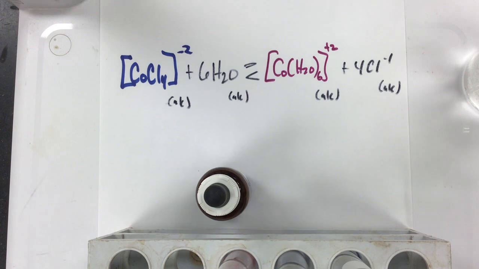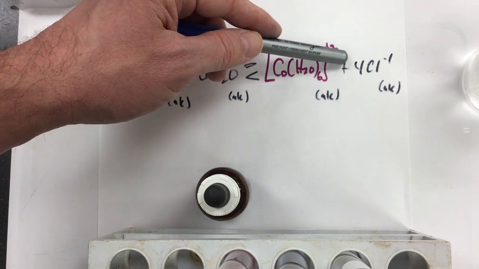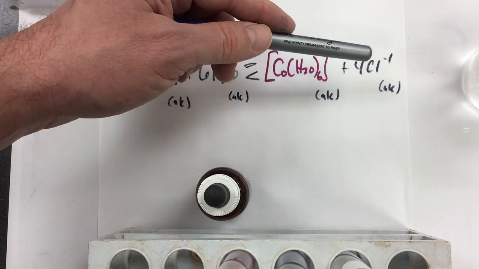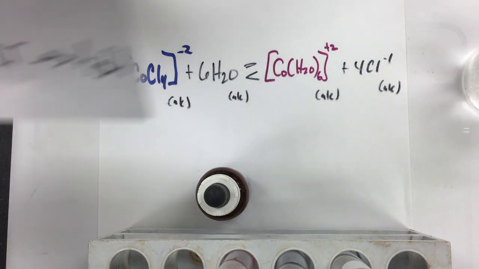But there's a trick. And the trick is that chloride really likes silver. Chloride ions and silver ions like to get together to form silver chloride.